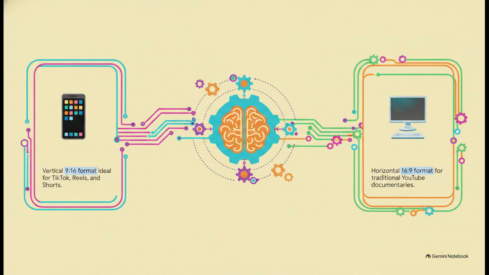Okay, so a major pain point in video creation is always formatting, right? But whether you want to dominate the mobile feed with vertical shorts or build long-form horizontal content, this tool natively supports both aspect ratios effortlessly. You can generate a 9:16 vertical video for TikTok or Instagram Reels, or just switch it up to a 16:9 horizontal format if you're producing a more traditional documentary-style YouTube video. The AI handles all the cropping and formatting for you automatically.